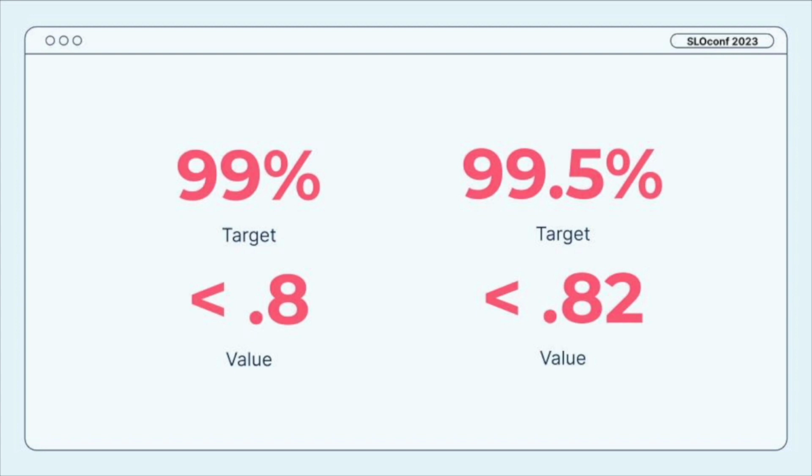Now, what I might do as a warning or alarming experience or poor experience, whatever you want to call it, I might do something like 99.5% of all requests should be under 82%. And that's one that I might actually alert on. So I mean 82% CPU utilization, just to be clear.